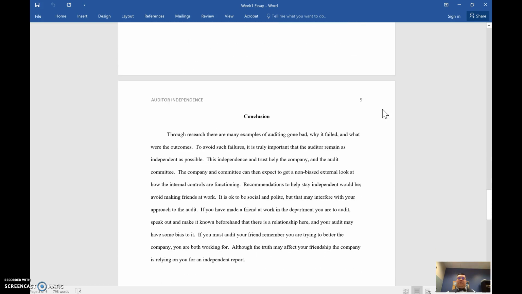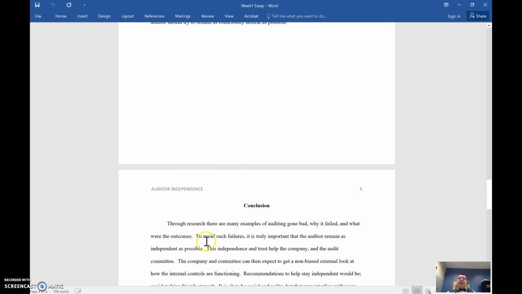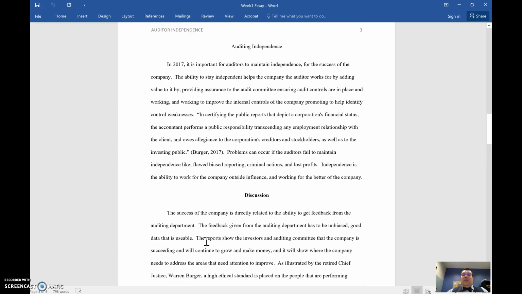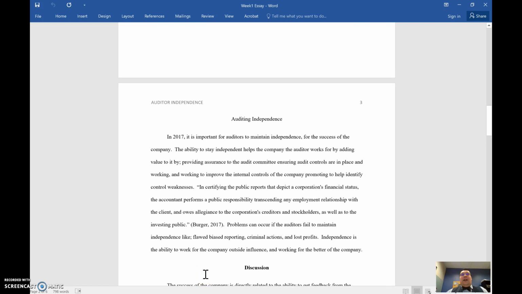very small. Once again, like the abstract, kind of going over what you talked about and why it's important and what you think a future study should be. Like this recommendation to help stay independent would be avoid making friends at work. It's okay to be social and polite, but that may interfere with your approach to audit. Once again, you just could give like, hey, if this should be done in the future, these considerations should be made. But once again, finding 2 pages of content should be really quick for you guys. This project, I'm guessing like 2 hours time.